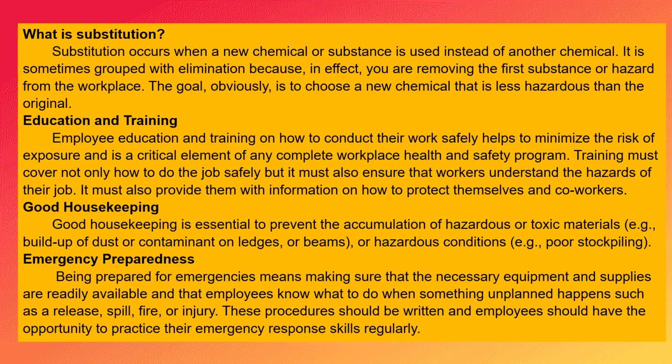What is substitution? Substitution occurs when a new chemical or substance is used instead of another chemical. It is sometimes grouped with elimination because, in effect, you are removing the first substance or hazard from the workplace. The goal, obviously, is to choose a new chemical that is less hazardous than the original.